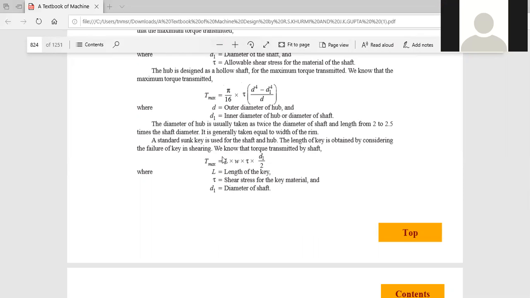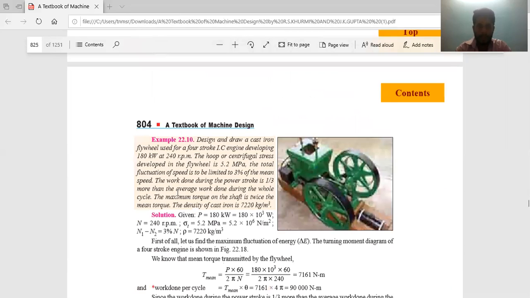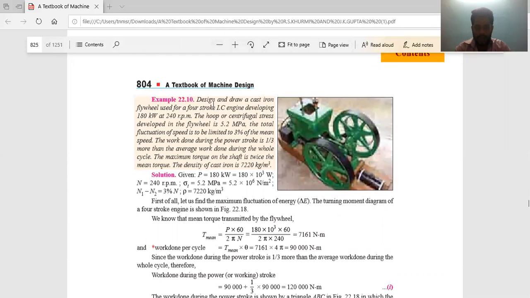No, sir. Okay. So let us solve one problem based on the design procedure of this flywheel. Read the problem. Design and draw a cast iron flywheel used for a four-stroke IC engine. That means here we want to design a flywheel which is made up of cast iron material. And that flywheel, I have to use it in a four-stroke engine.